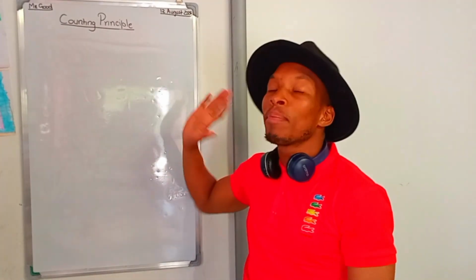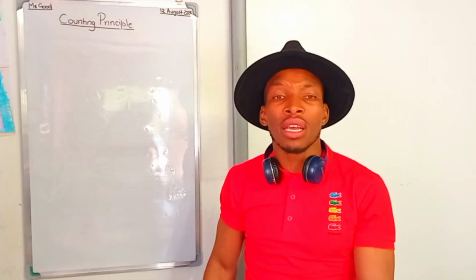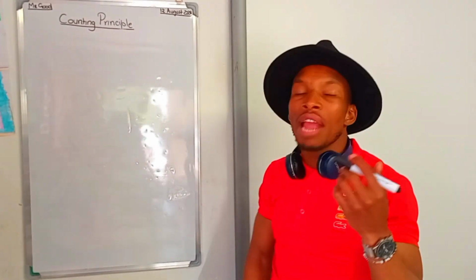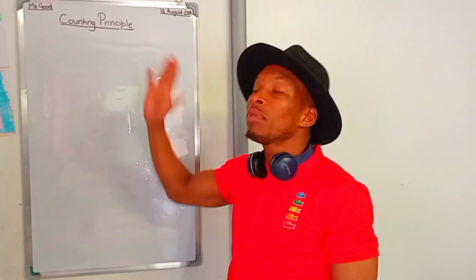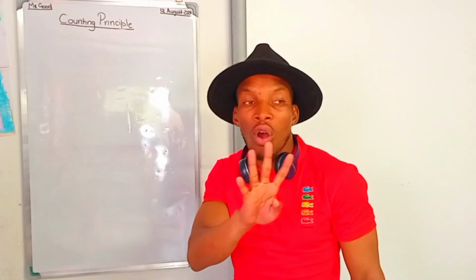On the counting principle, I normally say that there are 4 keywords that are very important to note when you are doing the fundamental concepts, or when you are asking yourself what you don't know on the fundamental counting principle. The first keyword: I normally say that the counting principle is divided into 4 categories.